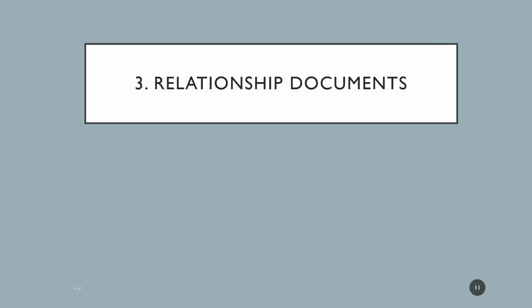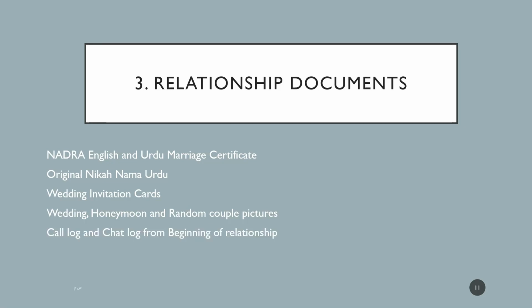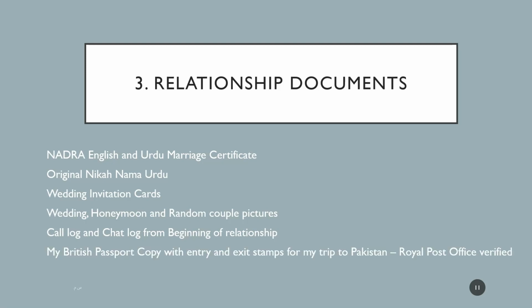After tuberculosis and sponsor letter, the next set of documents are relationship documents. These include Nadra English and Urdu Marriage Certificate, Original Nikah in Urdu, Wedding Invitation Cards, Wedding, Honeymoon and Random Couple Pictures, Call log and chat log from beginning of relationship, my British passport copy with entry and exit stamps, and it was verified by post office. Also I included ticket and boarding pass.